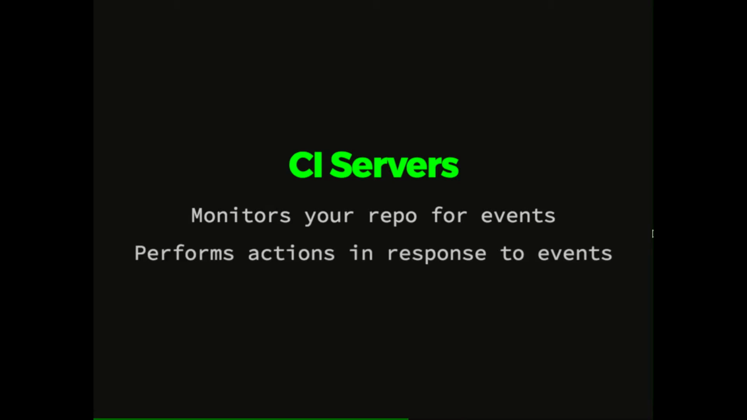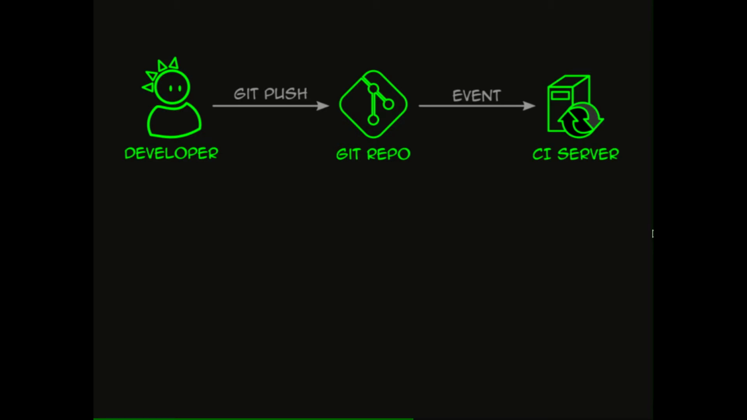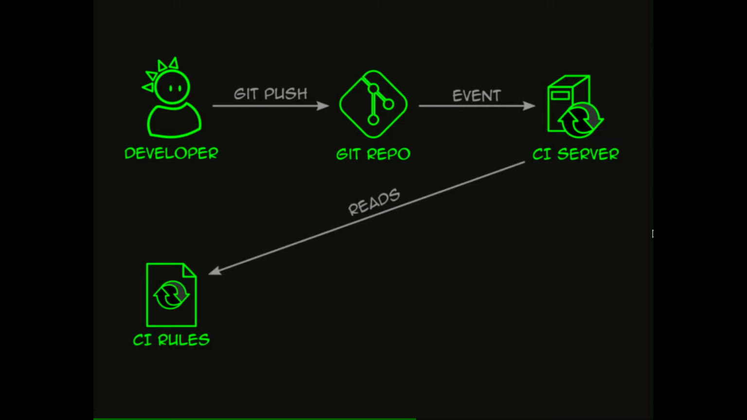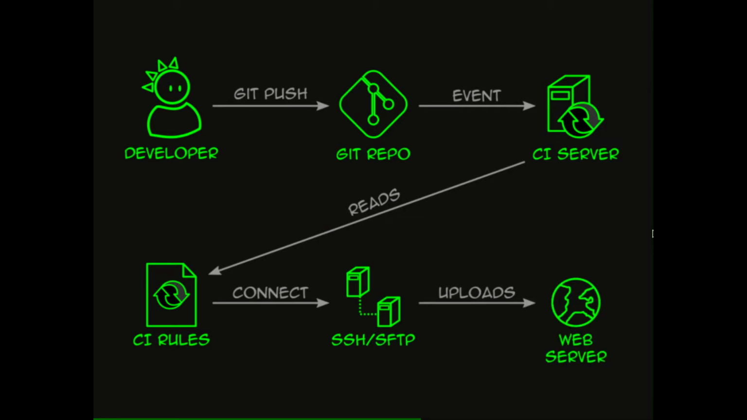To do this, we have something called a CI server. It monitors your Git repository for events, and then it performs actions in response to those events. So, how does this look? We have our developer. They're going to push their code up to a Git repository, and the CI server is going to receive an event of that thing happening on the Git repository. The CI server is going to look in a database or a file somewhere for a series of rules. And it finds those rules and finds out that, oh, I need to SSH or SFTP over to a server, and I need to deploy some code over there. Awesome, I'll go and do that for you.